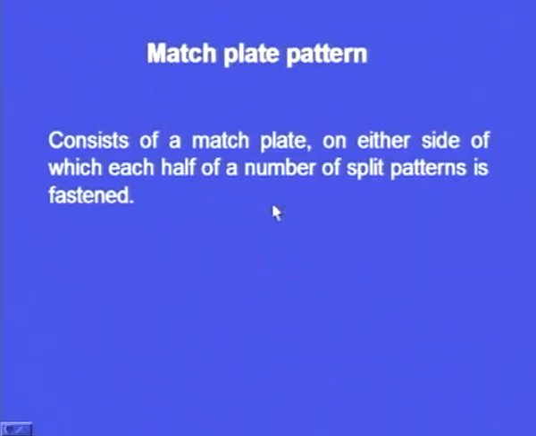Next one, match plate pattern, and this match plate pattern consists of a match plate, and like a split pattern, one half of the pattern will be clamped on the upper side and the other half of the pattern will be clamped on the bottom side. Not only one pattern, we can use more patterns and we can clamp them, one half on the upper side and the other half on the bottom side, and all of the upper halves and the lower halves will be clamped to a plate which we call the match plate.